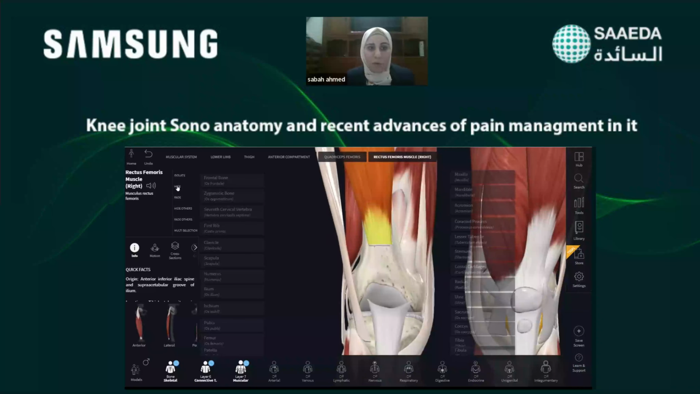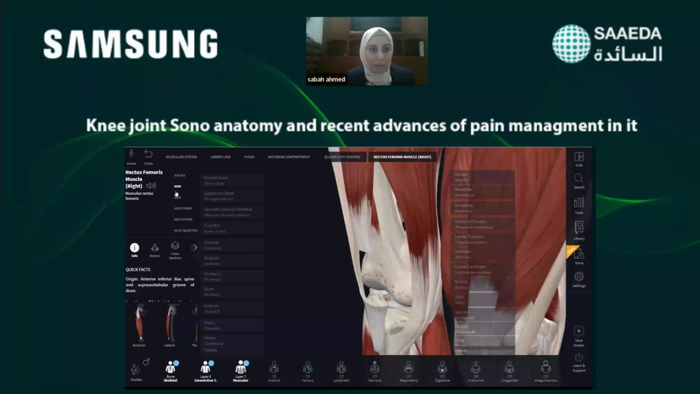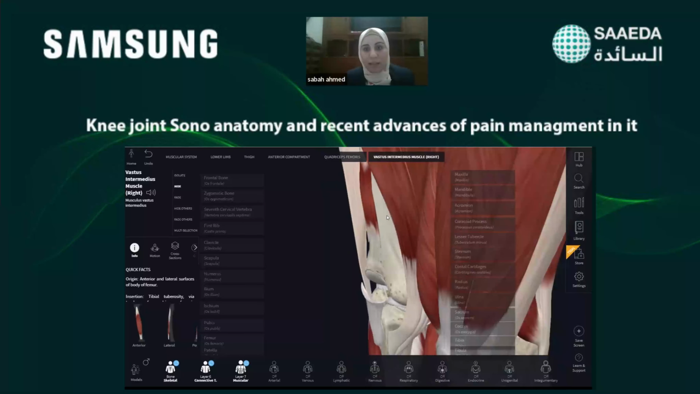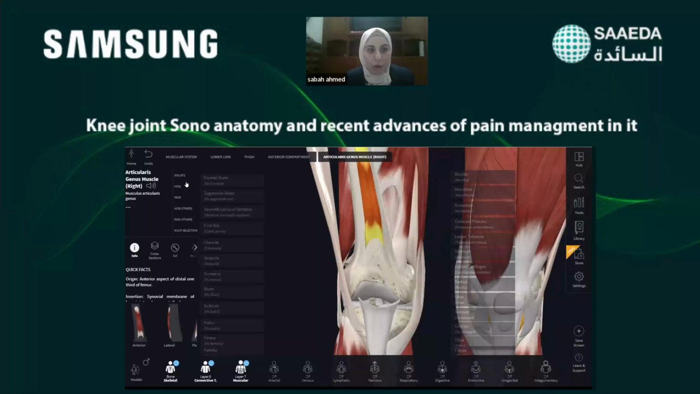If I remove the vastus intermedius, I can see a small muscle, this one, that is attached to the shaft of the femur. This is called the articularis genu muscle. Articularis genu muscle. So I remove this.